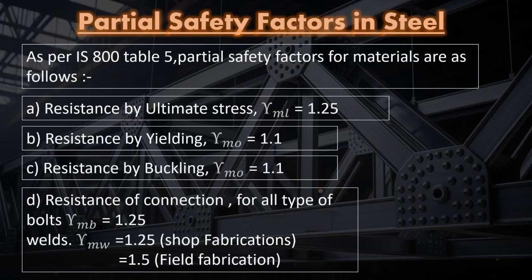Partial safety factors in steel. As per IS 800 Table 5, partial safety factors for materials are as follows. A. Resistance by ultimate stress, gamma M1 equals 1.25. B. Resistance by yielding, gamma M0 equals 1.1. C. Resistance by buckling, gamma M0 equals 1.1. D. Resistance of connection for all types of bolts, gamma Mb equals 1.25. Welds: gamma Mw equals 1.25 for shop fabrication and 1.5 for field fabrication.